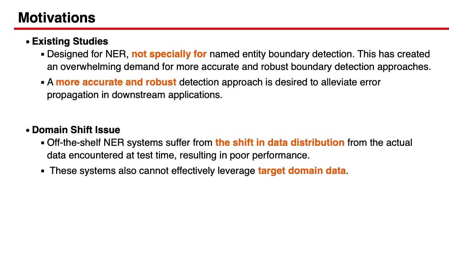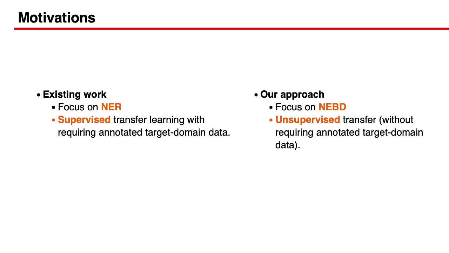Off-the-shelf NER systems suffer from this shift in data distribution from the actual data encountered at test time, resulting in poor performance. These systems also cannot effectively leverage target domain data. Based on the motivations mentioned above, in this paper, we focus on named entity boundary detection. More importantly, we also focus on an extreme case of transfer learning, unsupervised transfer learning. The main advantage is that unsupervised transfer method does not require any annotated target domain data.